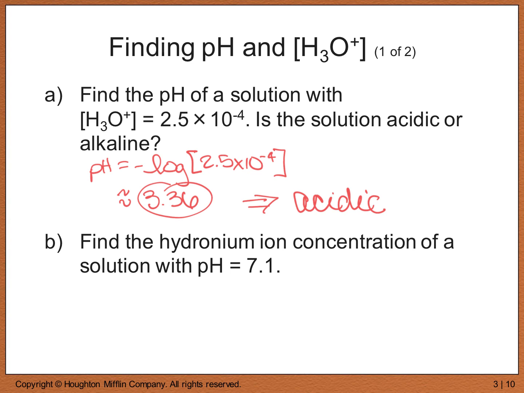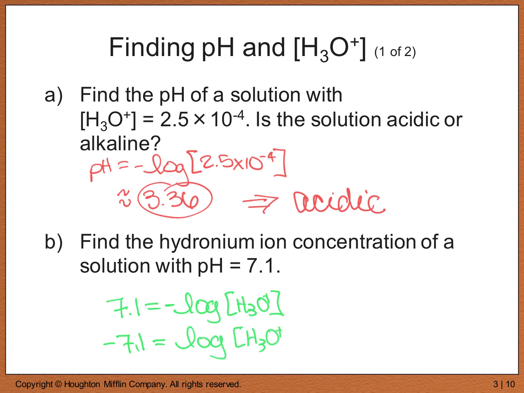Now for part B, we want to find the hydronium ion concentration of a solution with a pH of 7.1. So here I know my pH is 7.1. Now I have to find the hydronium ion concentration. So I'm still going to do the negative log of that hydronium ion concentration, and then I just have to solve for it. The first thing I'm going to do is get rid of the negative. So now I have negative 7.1 equals the log of the hydronium ion concentration.